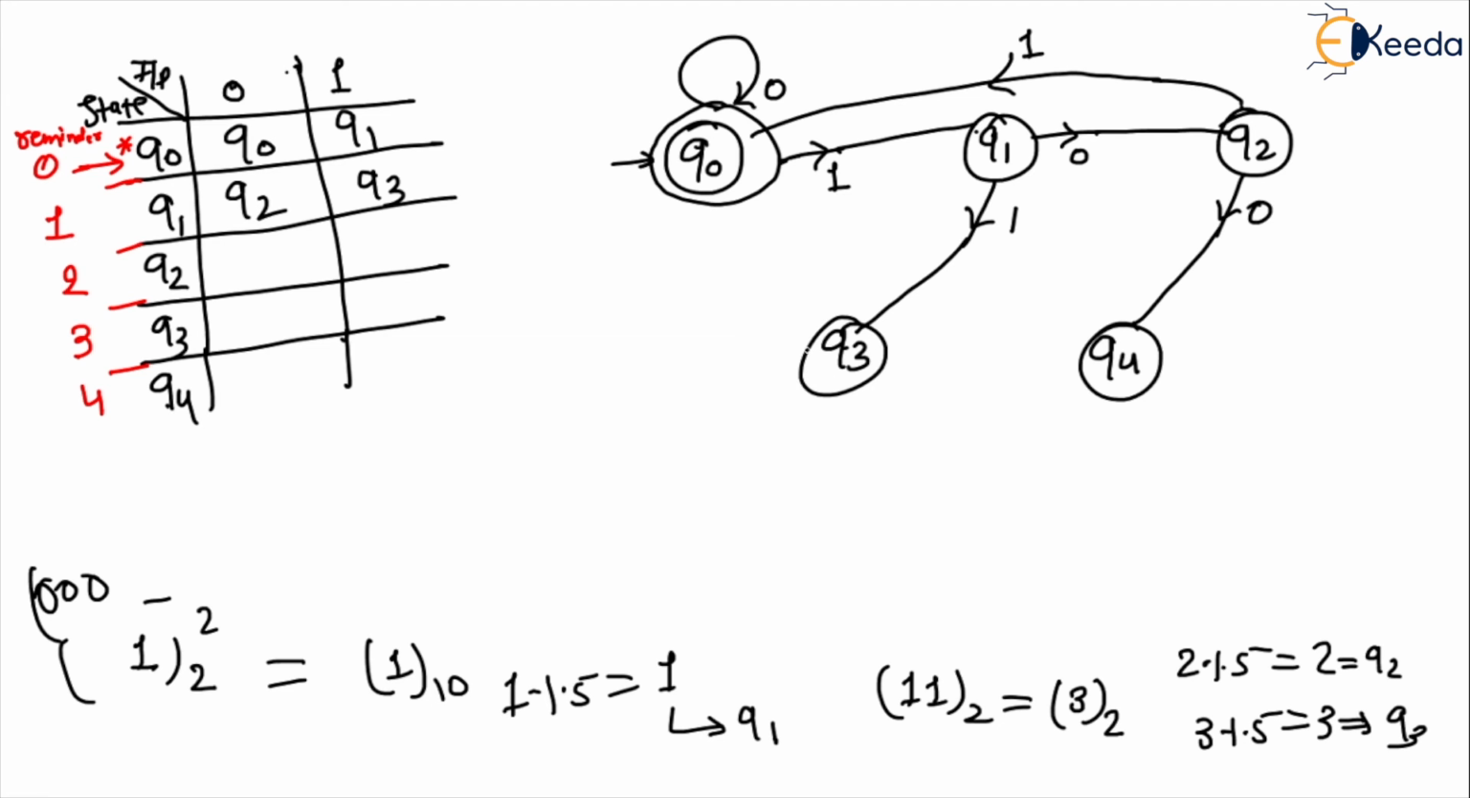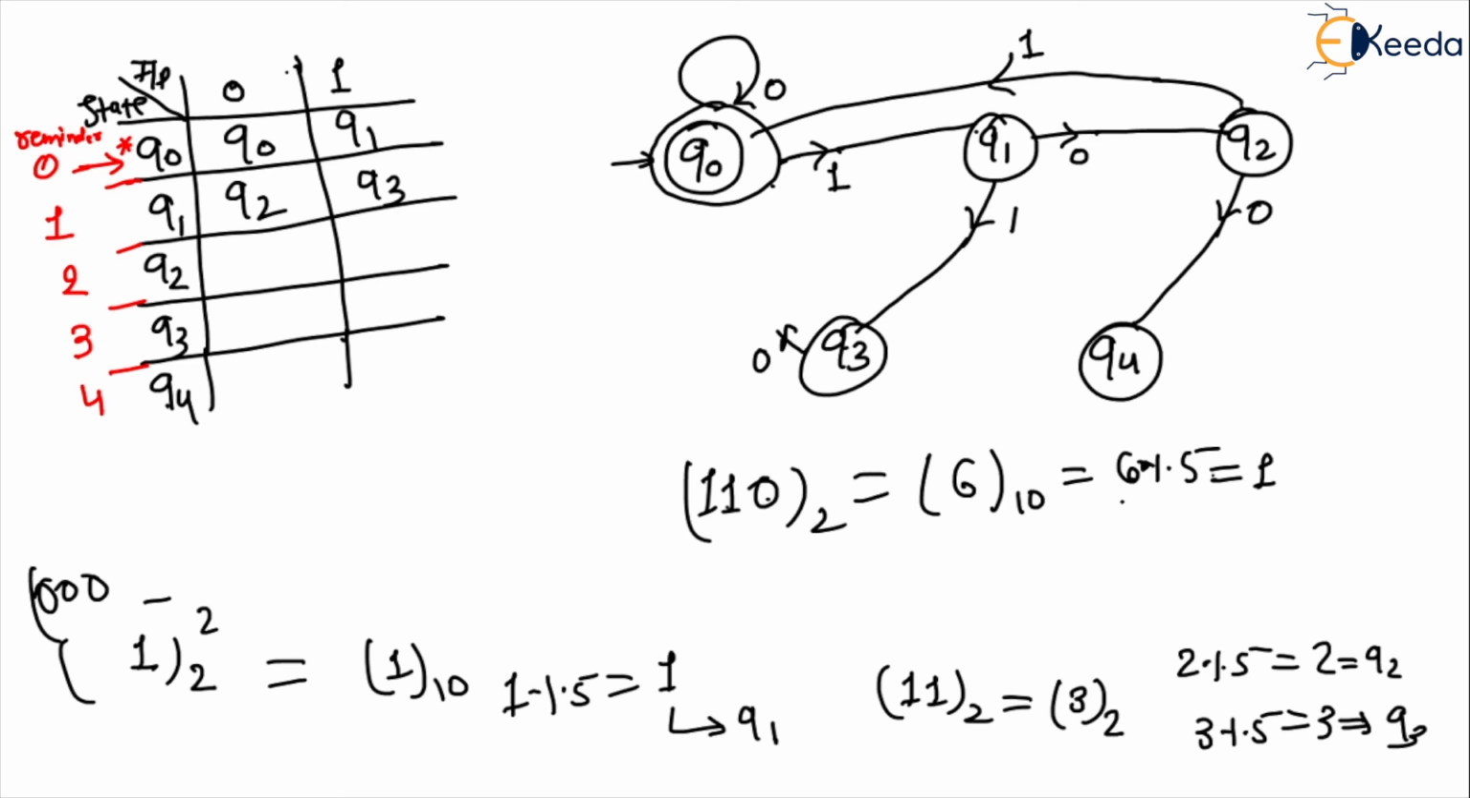On Q3, if you apply the input 0, what happens? The string to reach Q3 from the initial state is 1 1. When you apply 0, the complete string is 1 1 0 in binary. What is the decimal? 0 1 2, so the decimal is 6, and 6 mod 5, the remainder is 1. When you divide 6 by 5, the remainder is 1. That means on input 0 from the Q3 state, the transition goes to the Q1 state.